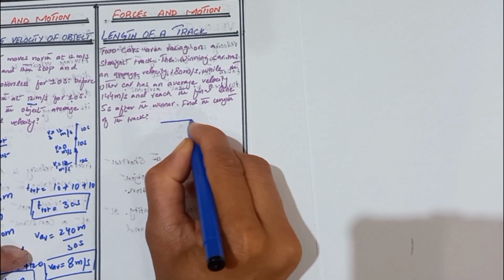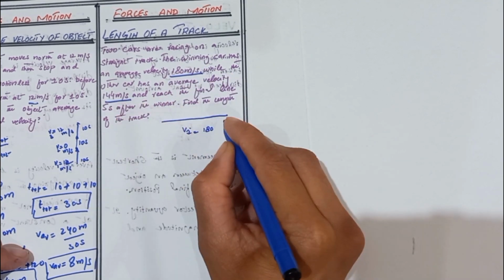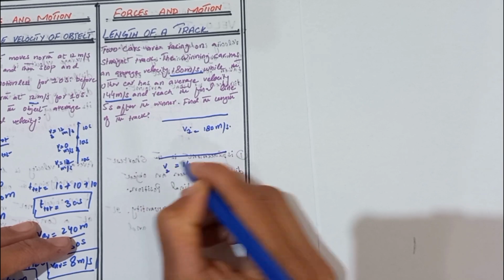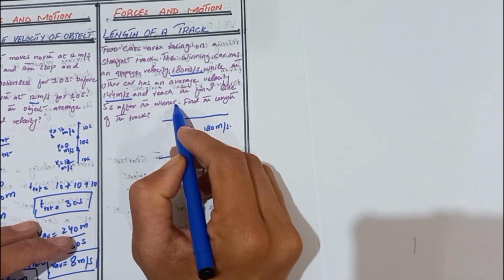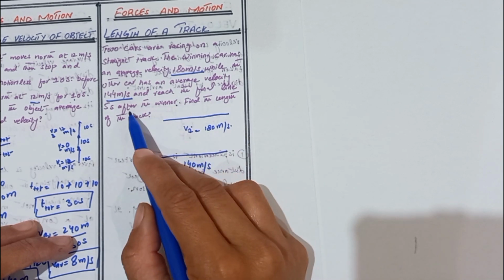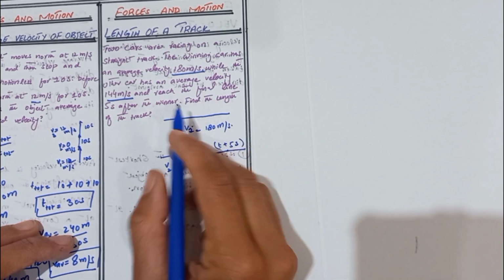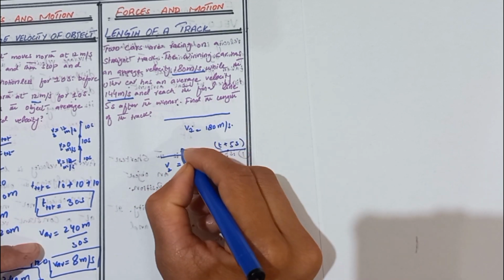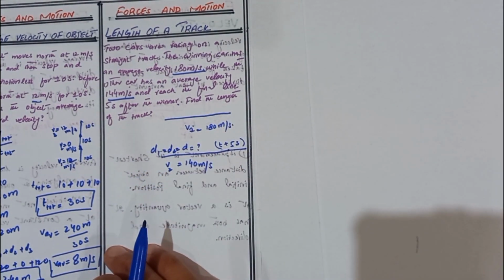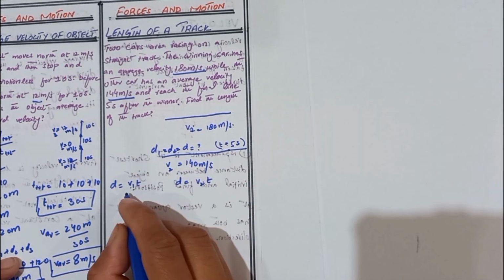Here it says that one car is moving with velocity 180 meters per second, the other car has 140 meters per second. Then it says that the second car reaches the final line 5 seconds after the winner, which reaches the final line at 180 meters per second. Find the length of the track. The length of the track for both cars is the same. d1 and d2 are equal to d. So here we use the formula d is equal to v1 t for the first car.